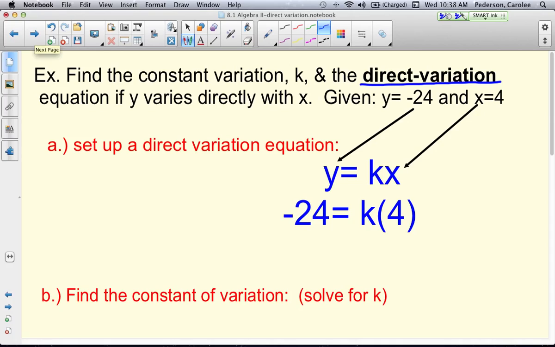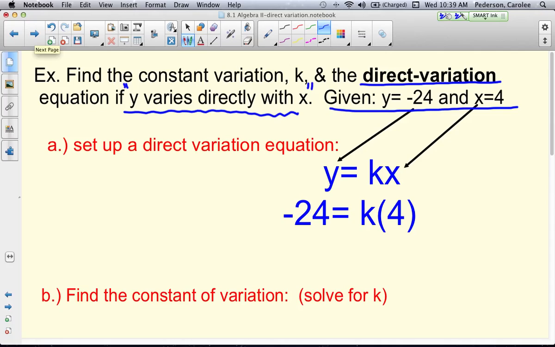And here's what we're given. Write the given down. y equals negative 24 and x equals 4. So go ahead and write down those two highlighted blue pieces. And then notice the words here. y varies directly with x, in quotes.